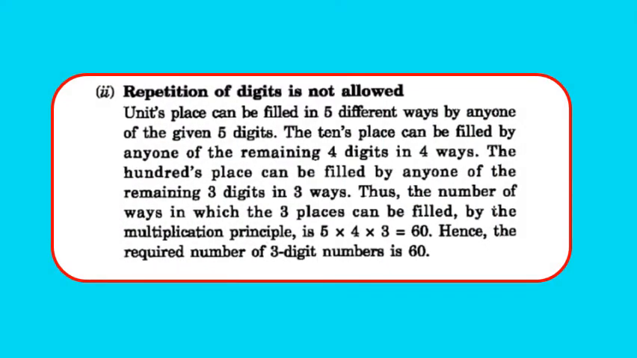Coming to the second part, that is repetition of the digits is not allowed. Now since the repetition is not allowed, so units place can be filled in 5 different ways by any of these digits, but the tens place can be only filled with the remaining 4, any one of the 4. And in the same way, the 100 place can be filled with any one of the remaining 3. So again, using the fundamental principle of counting or the multiplication principle, the total number of 3-digit numbers will be 5 multiplied by 4 multiplied by 3, which is 60. Therefore the required number is 60. Clear? So pause and note down the solution.